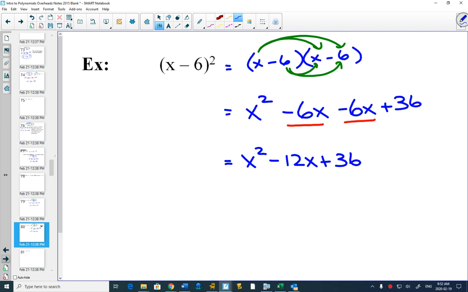None of the multiplication is super big, none of the numbers, but we just have to remember this new rule for foiling.